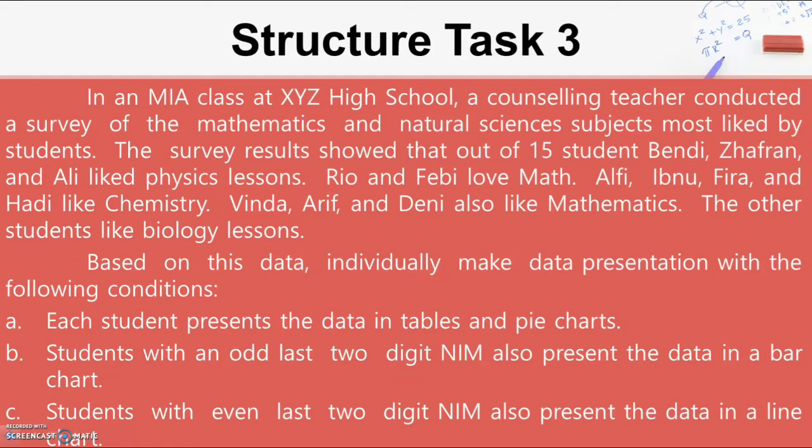Based on this data, individuals make a data presentation with the following conditions. A. Each student presents the data in a table and pie chart. B. Students with an odd last two-digit name also present the data in a bar chart. C. Students with an even last two-digit name also present the data in a line chart. I will explain options A and C because the last two digits of my name are even.